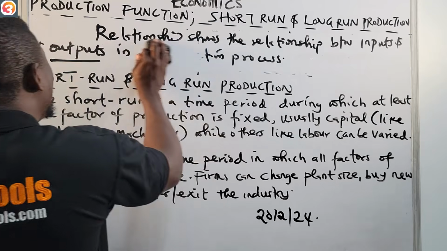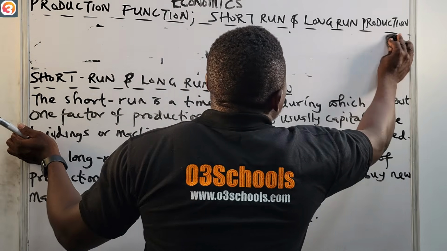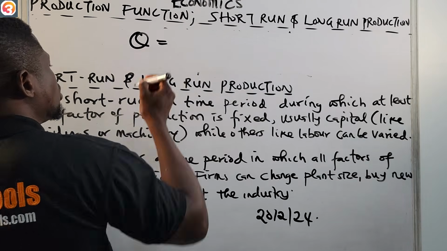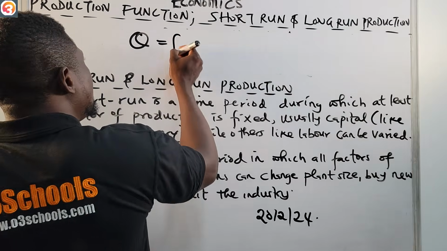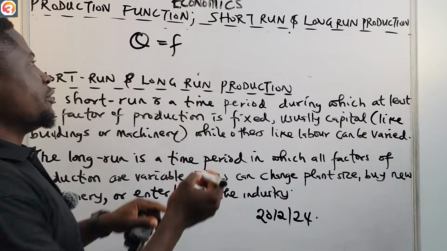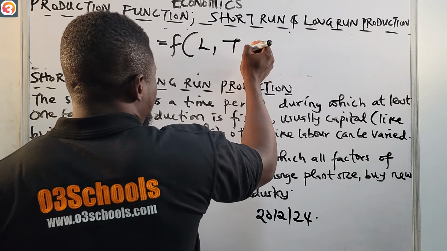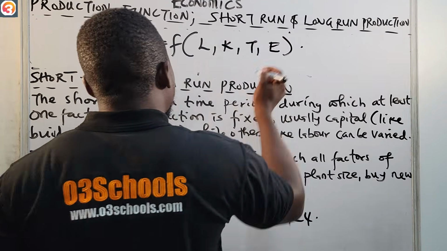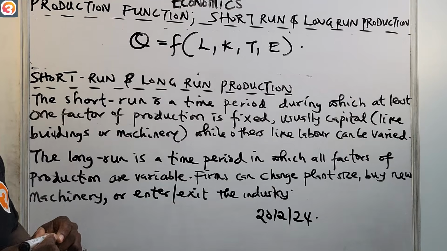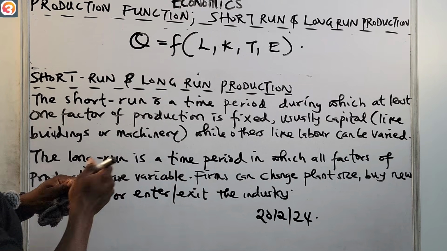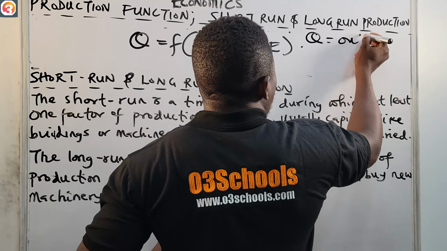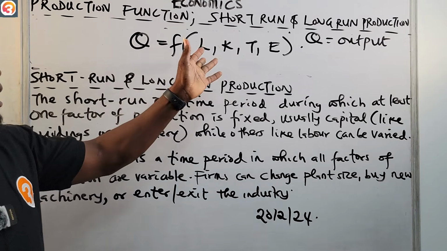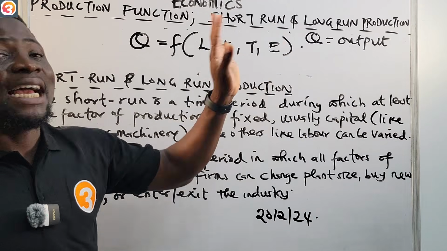The general form of a production function is Q equals F of L, K, T, E, where Q means output. This Q here means output. This is the general form of a production function: Q is a function of L, K, T, E. I'll tell you what L, K, T and E mean here.